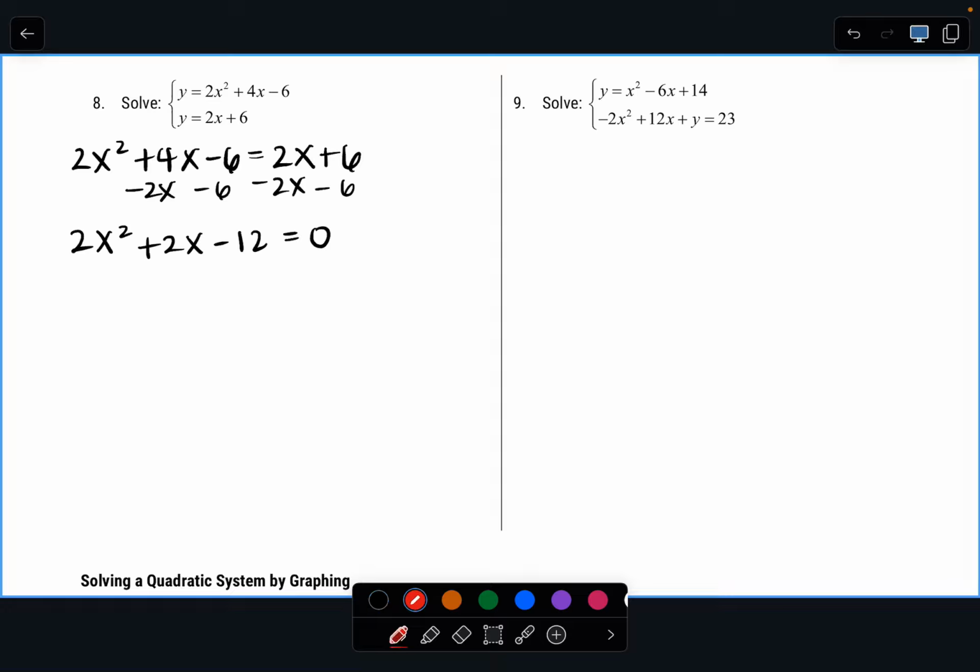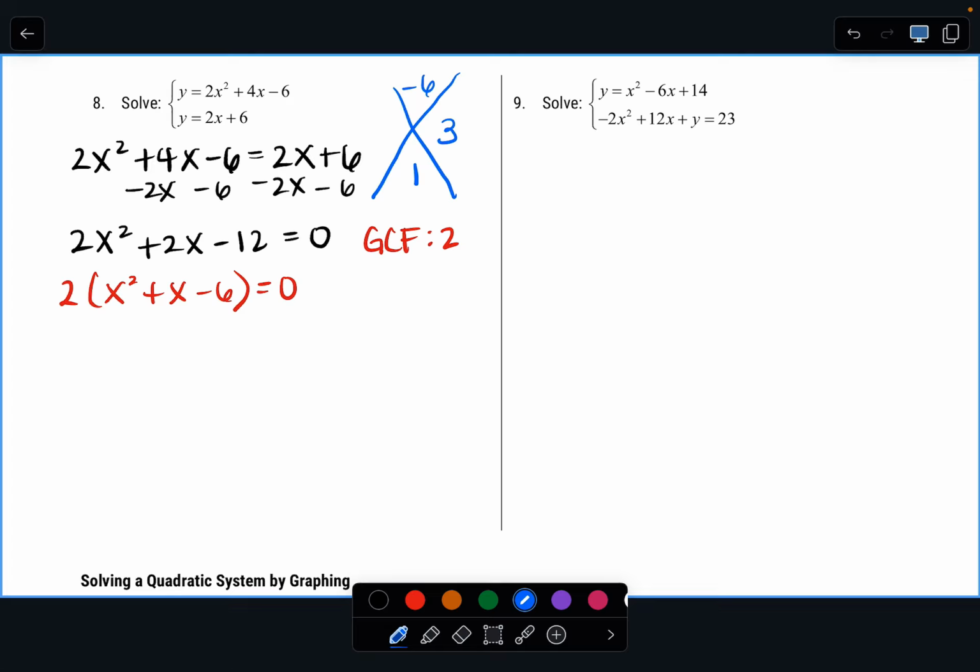Now, I'm going to factor like normal. Do I have a GCF? 2. I'm going to pull the 2 out. 2 times x squared plus x minus 6. Looks very similar to something we've done today. If I want something that multiplies to negative 6 and adds to positive 1, what two numbers? 3 and negative 2. So if I multiply those, I get negative 6. If I add them, I get positive 1.